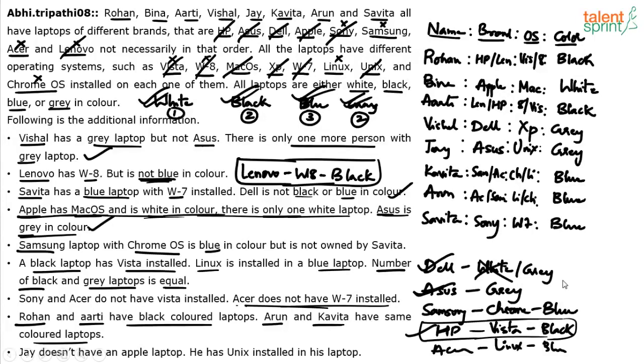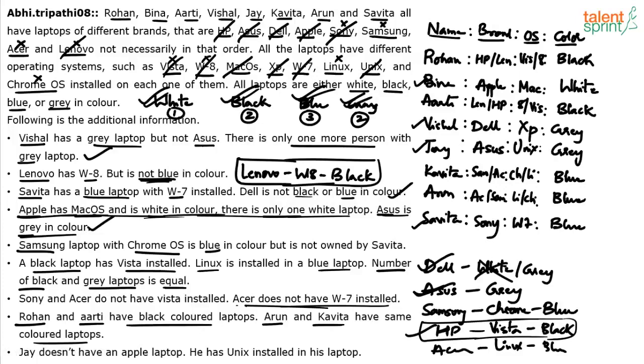So I think it is done, but there are some confusions left, right? Let's just clear that out. How do we know who has got what? There are two possibilities here and two possibilities here also. Between Rohan and Aarti there are multiple possibilities. Between Kavita and Arun there are multiple possibilities. Everything else is fixed. Beena, Vishal, Jay and Savita are fixed. Let's see if something can be fixed here. We know the brand and operating system accordingly, so even if one thing is known, the other thing can be fixed.